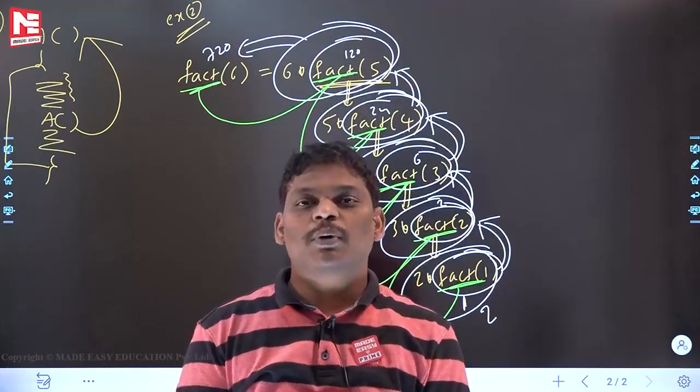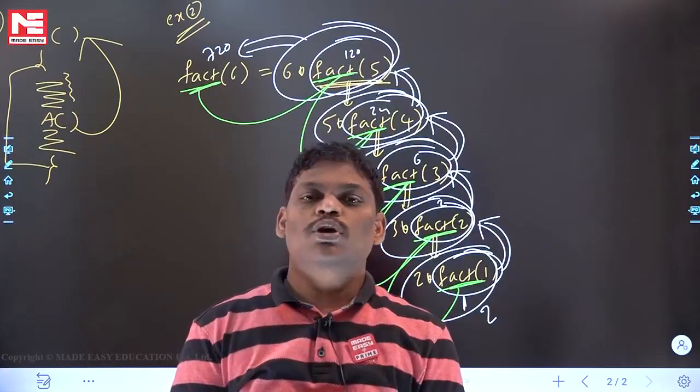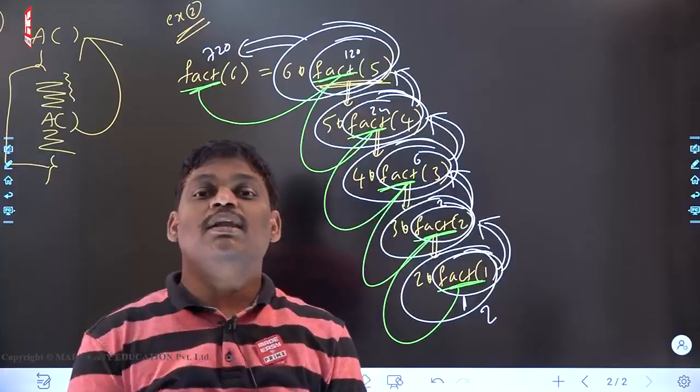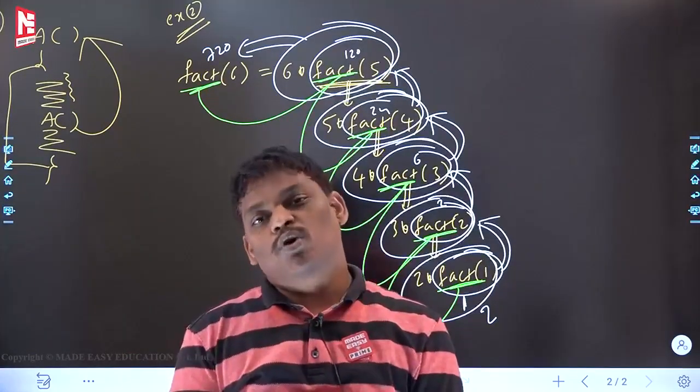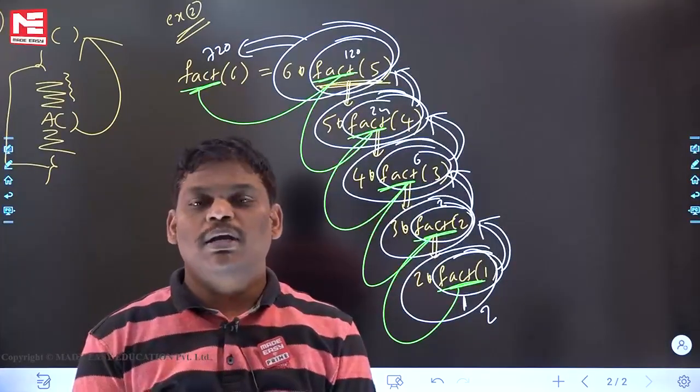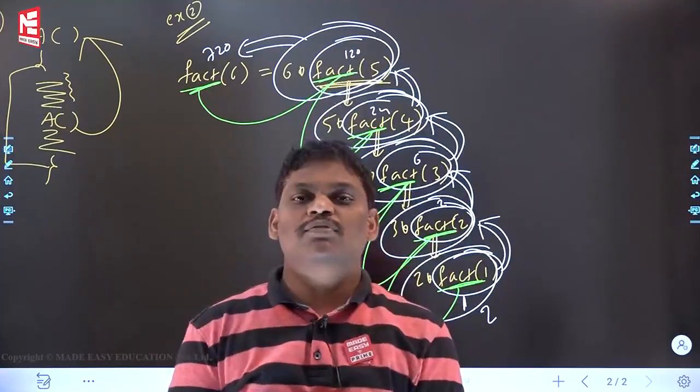What is the meaning of stack property? First in, last out. Who came first? He has to go last. That is called first in, last out. And one more way of saying it is last in, first out. Who called last? Factorial of 1, but he will complete first. This is the meaning of stack property.